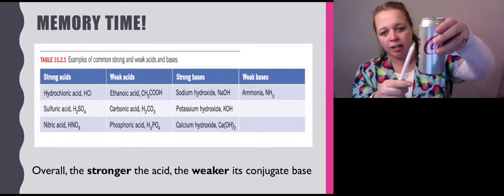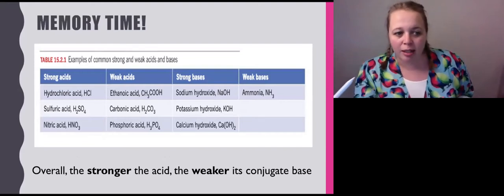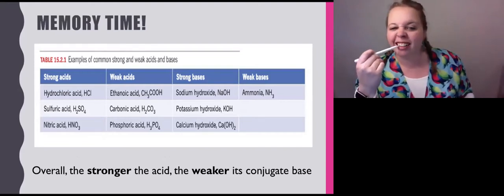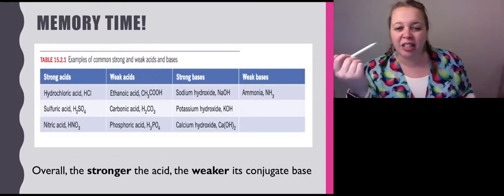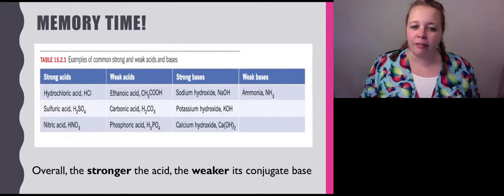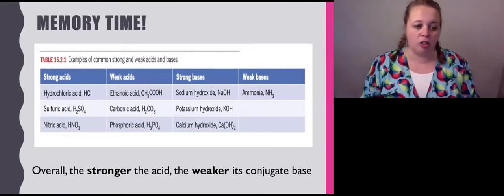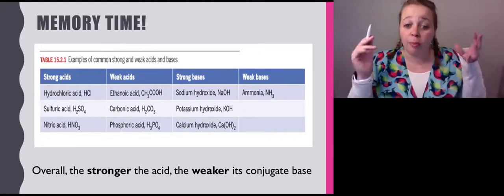Now, the acid that's in this here is going to be carbonic acid, which means that it can mildly irritate your teeth. But if you were to eat hydrochloric acid, it's definitely going to eat away at your teeth. And then phosphoric acid, which is in some foods, but in particular, that's not too much of an issue. Then you have strong bases.